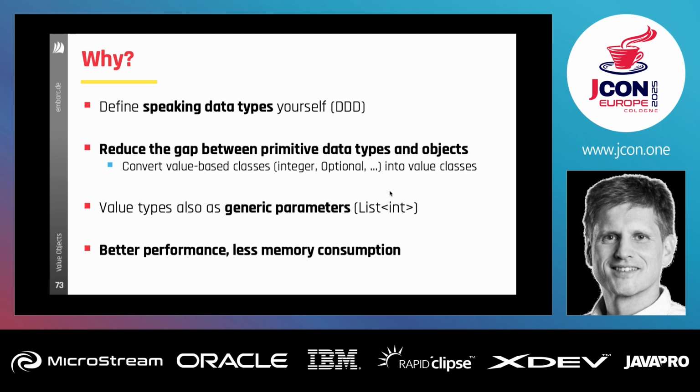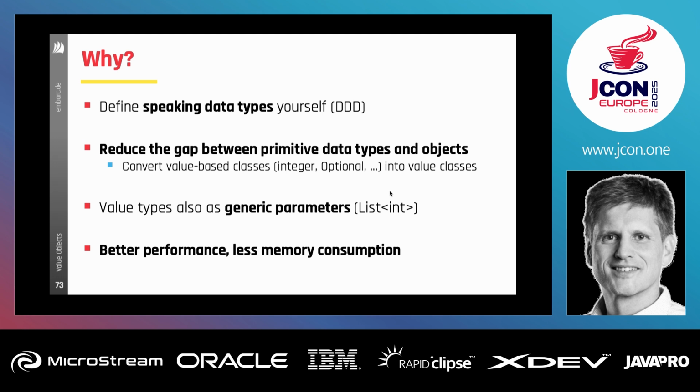And we can have generic parameters also with primitive types, like a list of int. Actually, it will be a list of Integer, but Integer will not be an object anymore in the future. It will be a value object, which is actually just an int. So it's just the 4 bytes of an int and not any header, any overhead anymore. And so we get better performance, less memory consumption, and we don't have to handle all of that, because the JVM will do it, as it has for 30 years.